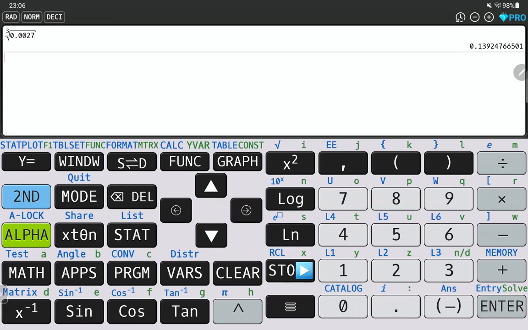0.0027. What? That's unique. Hmm. Oh, that one was really weird. There it is. Nope.